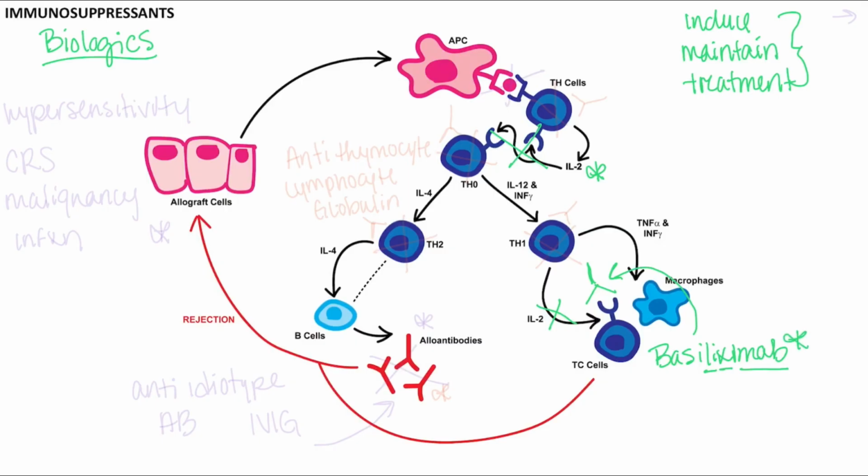The next agent we will discuss will be antithymocyte globulin, or lymphocyte globulin, which are polyclonal antibody preparations that are made from purified preparations of immunoglobulins produced from either rabbit or horse serum that have been immunized with human T-cell lines. So the antibodies obtained target a variety of proteins on the surface of lymphocytes.